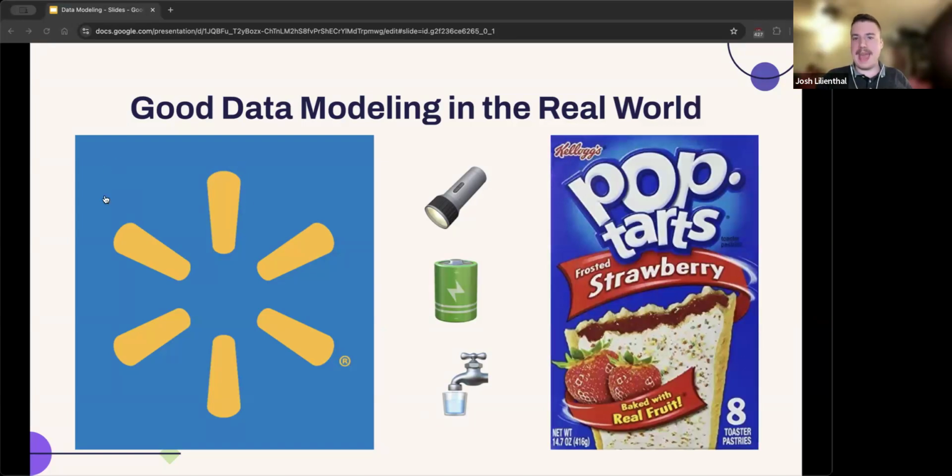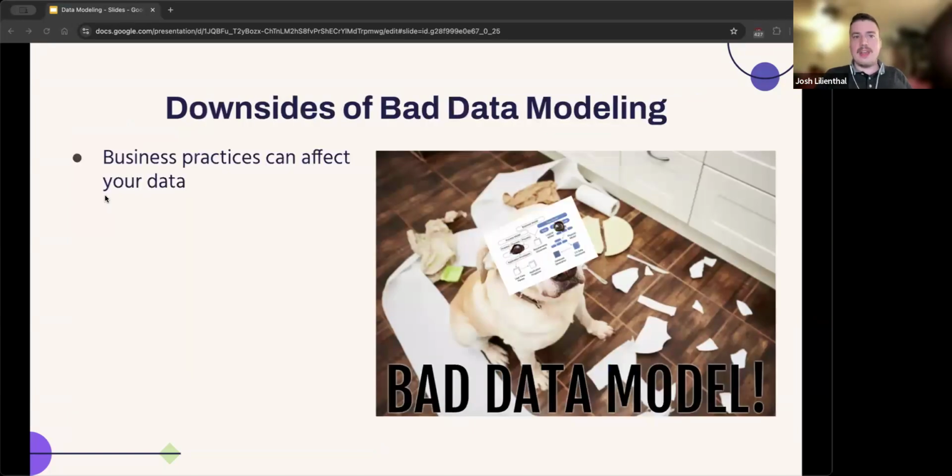So now let's talk about bad data modeling. If we're not thoughtful and proactive in our data modeling, things can get furry and bad practices can come back to bite us. First, let's look at a few.